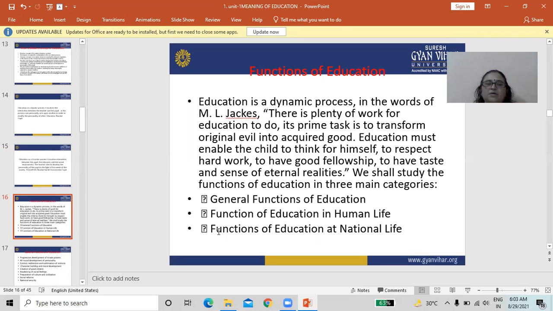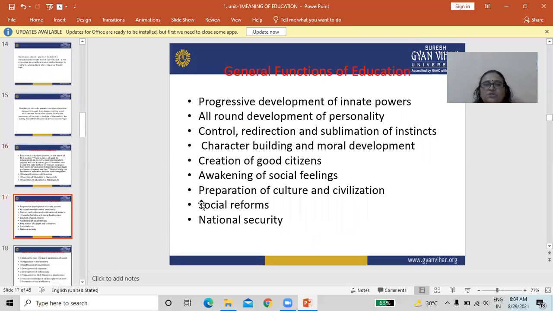We shall study the function of education in three main categories: general function of education, function of education in human life, and function of education in national life. We will discuss the three main categories of education function. First, we will discuss the general function of education.